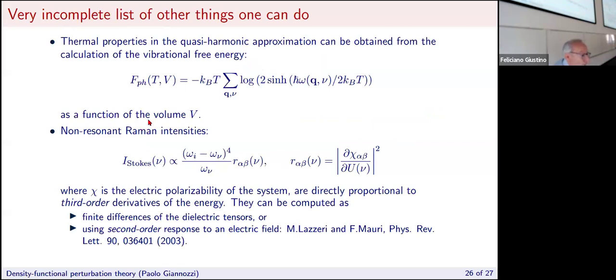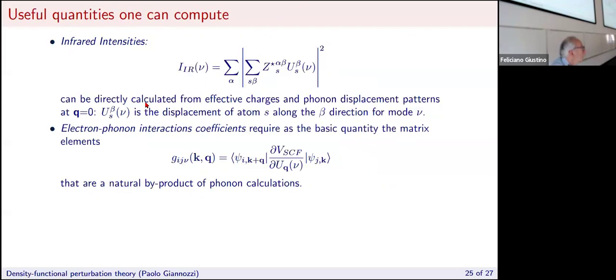But there are many other things that can be computed directly with density functional perturbation theory, and many others that can be deduced, using the results from density functional perturbation theory as basic ingredients.